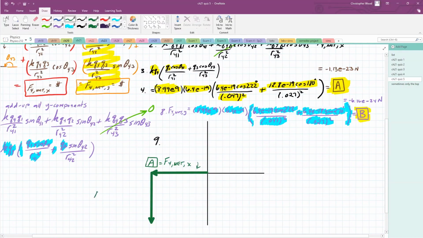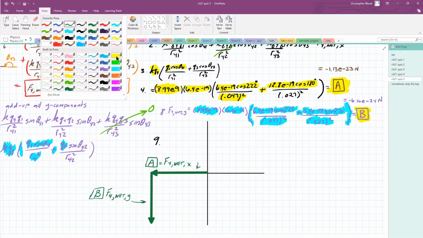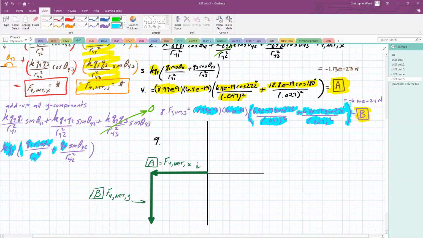This is vector B. Vector B is the net force acting on particle 4 in the Y dimension. That's what this force is right here. And again, negatives because my calculator said so. My calculator said I got a negative sign for my Y result and a negative sign for my X result.